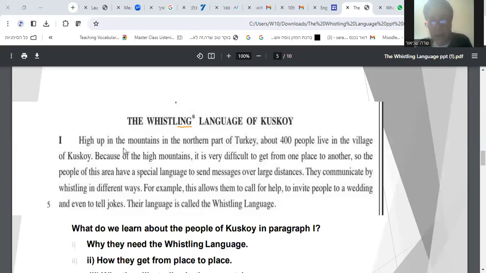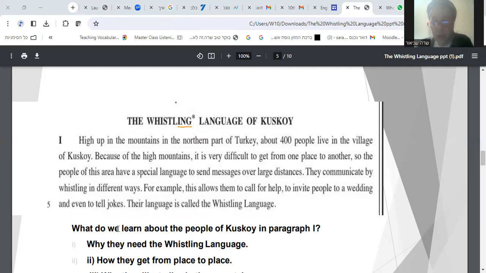High up in the mountains in the northern part of Turkey. Okay, I'm thinking again. Should we start by reading the question first? Yes. Why? Because we're learning how to answer an unseen. When you want to answer an unseen, the right way to do it is first to read the question. So we're going to read the question, and then we're going to go back to the text. And if I see something special in the text, I'll stop. Okay? So what do we learn about the people of Cuscoy in paragraph 1?